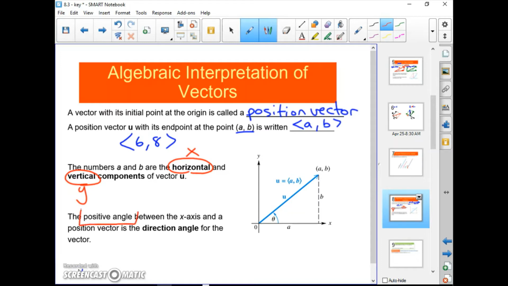Also, when you end up having to find angle theta, it's going to have to be a positive number. There's going to be a calculator question where your answer comes out of the calculator and it's going to be a negative angle. But just understand you're going to have to think about where that is on the plane and make it a positive angle based on what quadrant it's in.